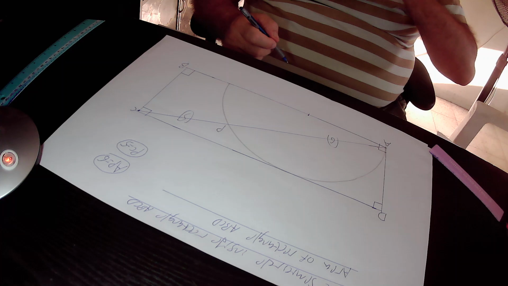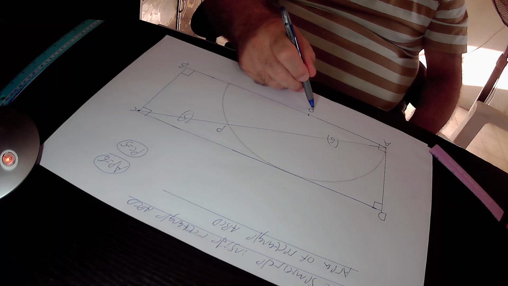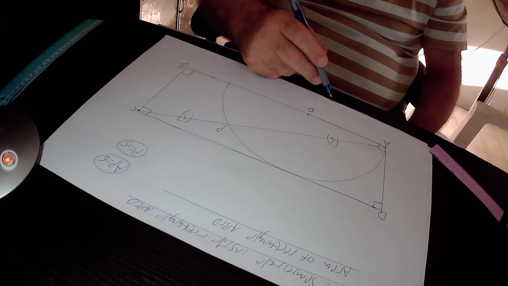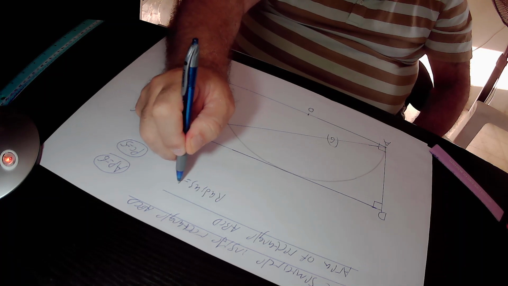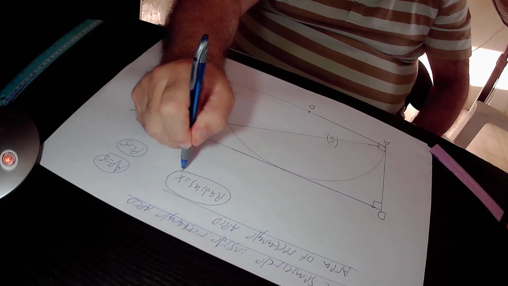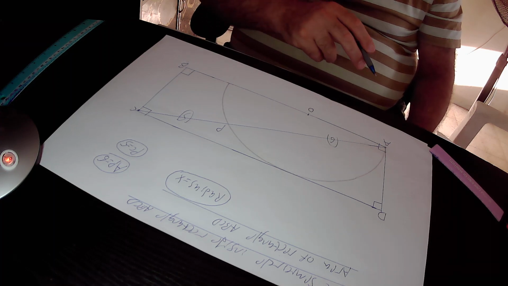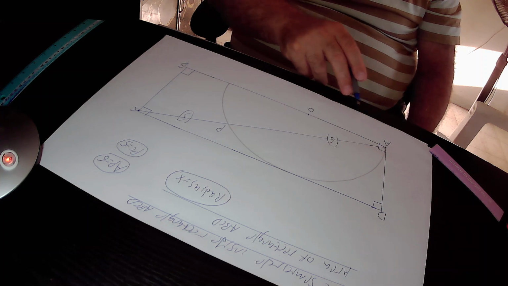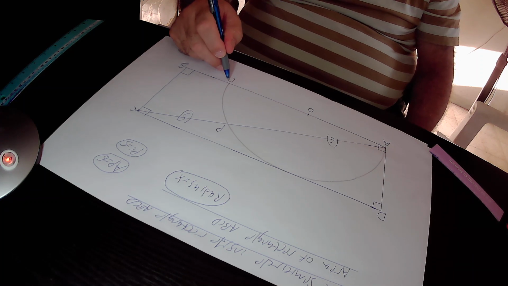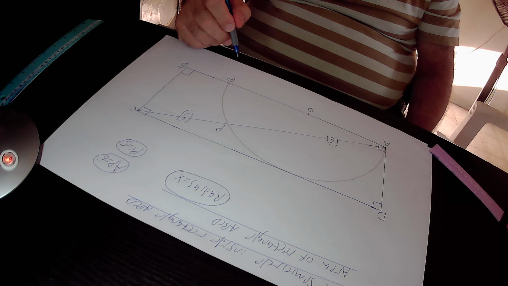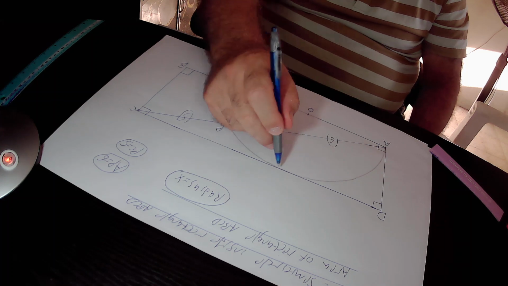In the next step, we define the center of this semicircle. This point is point O, and we define the radius of this semicircle as x. In addition, we define the touching point of this semicircle with side AB of this rectangle ABCD. This point is point E. And finally, we define the point of tangency of tangent DC with this semicircle. This point is point M.